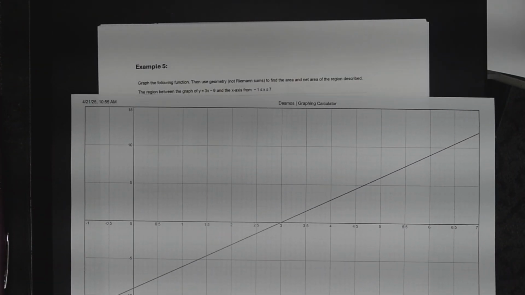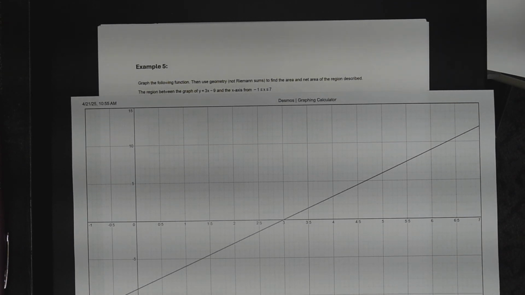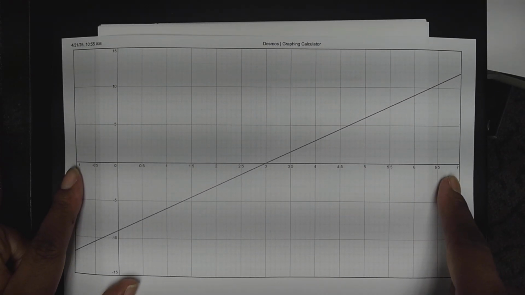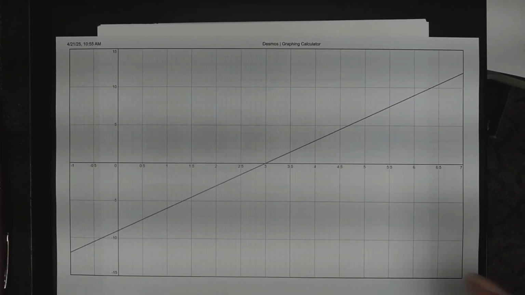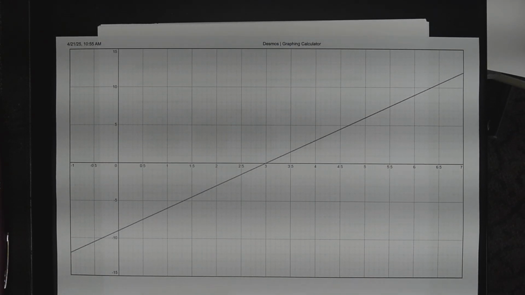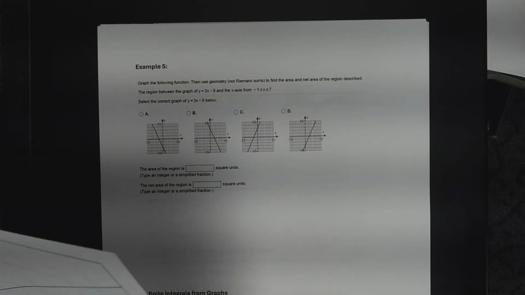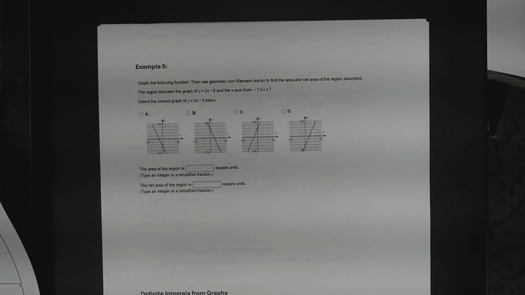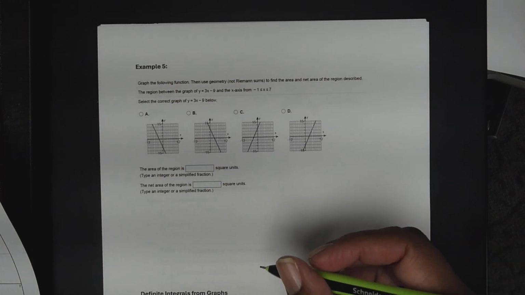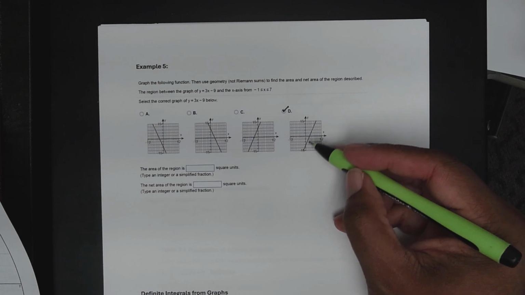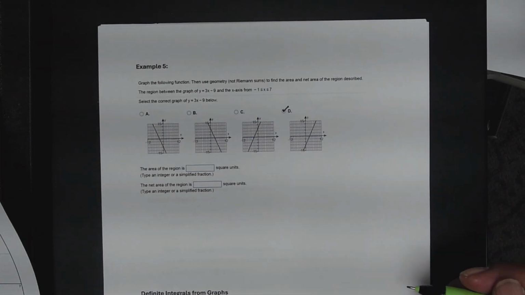Okay, and they tell you the region between the graph of y equal 3x minus 9 and the x-axis from -1 to 7. So here's -1 over here, there's 7 right here, and this is the graph of y equal 3x minus 9. Based on that, if you looked at the choices of graphs, it will have to be D, because notice that this graph is crossing the x-axis at 3.